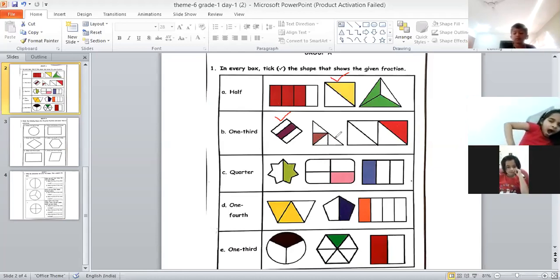So which fraction is it representing? If out of 4, 1 is shaded, then which fraction is it representing? 1/3, 1/4, or half? 2/3. Huh?